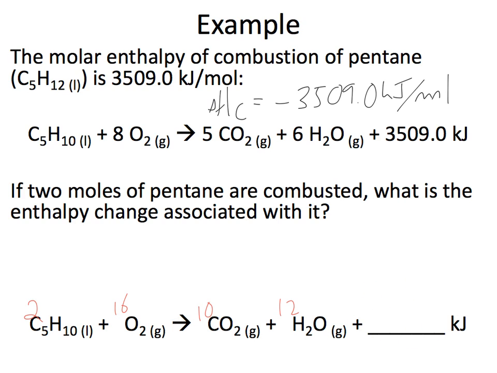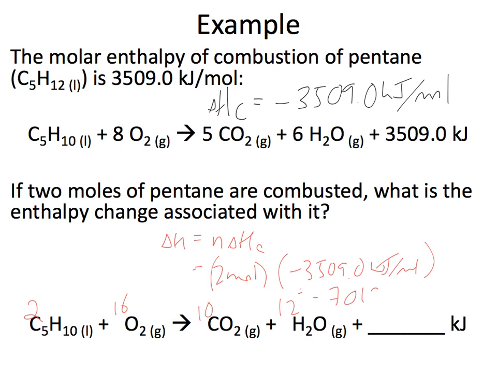Now, the equation that we use to do that is delta H is equal to n delta H_x. In this case, delta H_x is actually C because it's combustion. So we have 2 mole there multiplied by negative 3509.0 kilojoules per mole. And what we get is negative 7018.0 kilojoules. So again, this negative value means that it's lost, so that means it's going to be on the product side, and we expect it to be twice as much, so here we're going to have 7018.0 kilojoules of energy being produced.